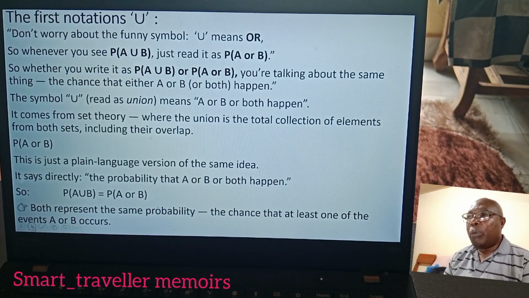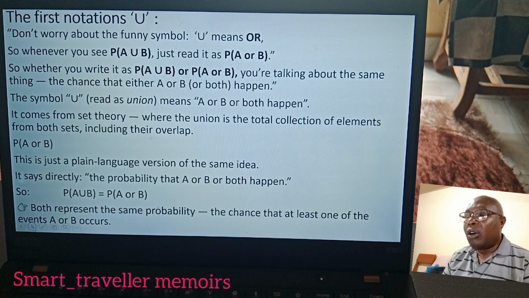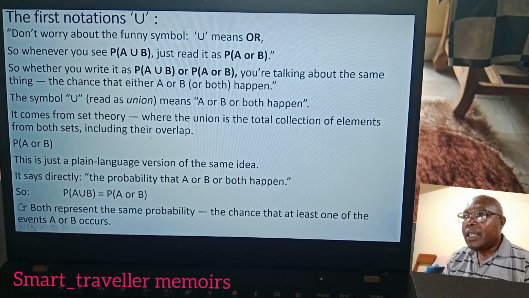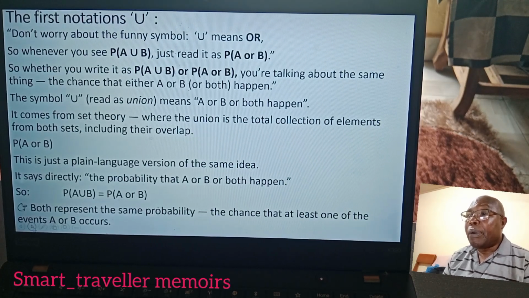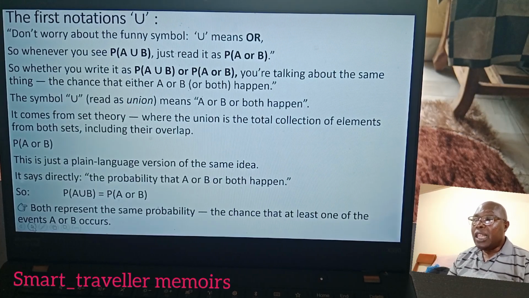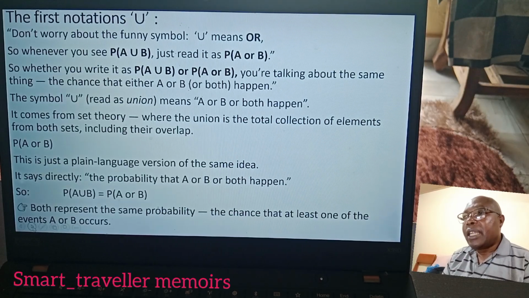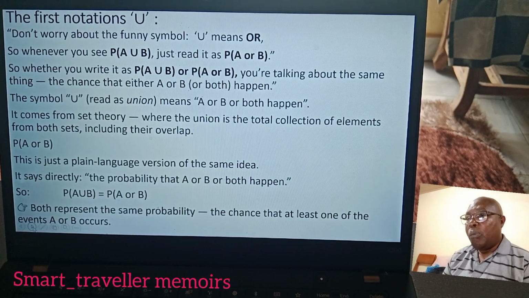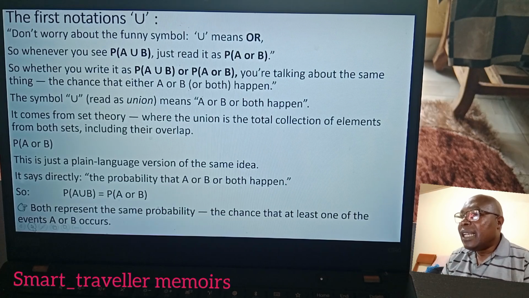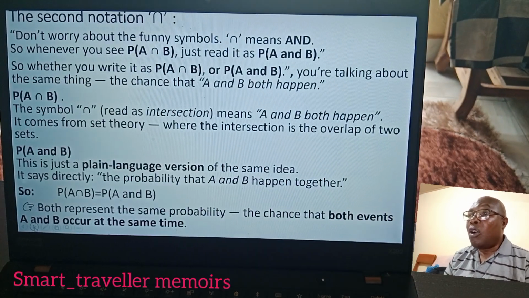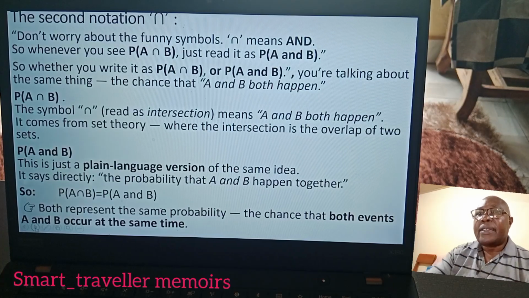So, the probability of event A or event B is also the same as the probability of A union B. This is just a plain language version of the same idea. It says directly the probability that A or B or both happen. So P(A union B) is equal to P(A or B). Both represent the same probability, the chance that at least one of the events A or B occurs.